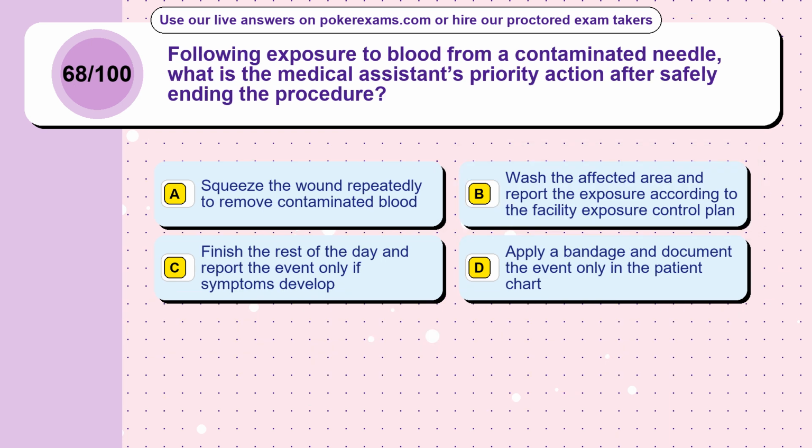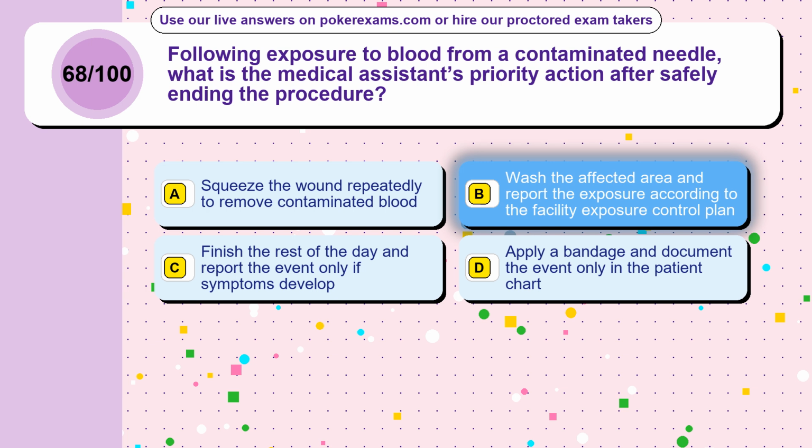Question 68. Following exposure to blood from a contaminated needle, what is the medical assistant's priority action after safely ending the procedure? Option A. Squeeze the wound repeatedly to remove contaminated blood. Option B. Wash the affected area and report the exposure according to the facility exposure control plan. Option C. Finish the rest of the day and report the event only if symptoms develop. Option D. Apply a bandage and document the event only in the patient chart.